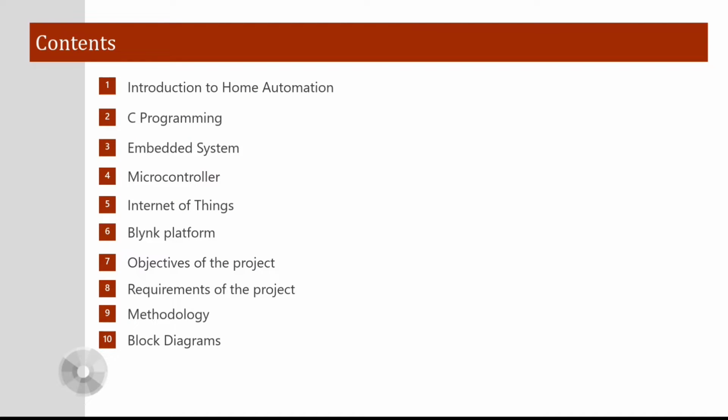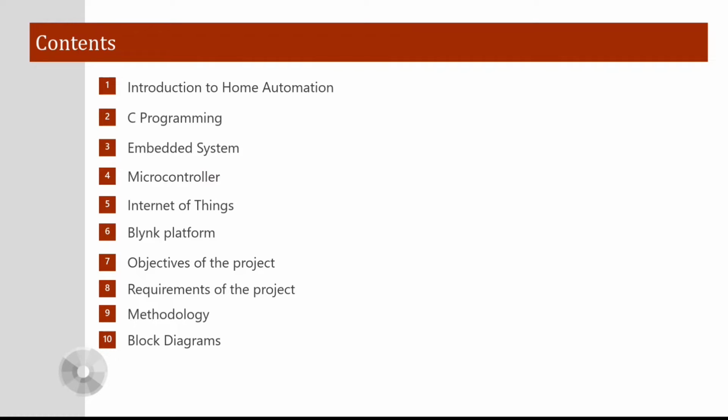Here we will see the introduction to home automation, C programming, embedded systems, microcontrollers and the Internet of Things that we learned in the internship, and the Blynk platform, the objectives of the project, requirements of the project and methodology, and finally the block diagram and the simulation part of the project.